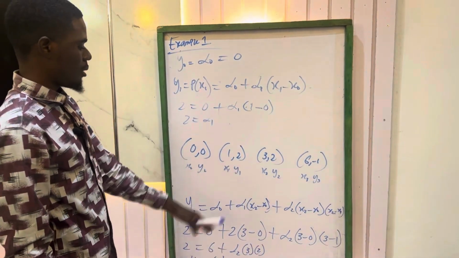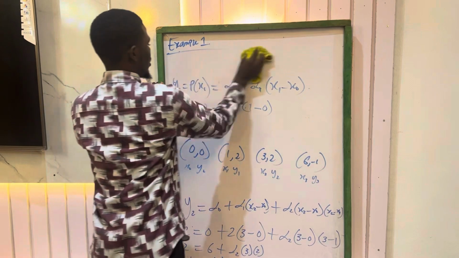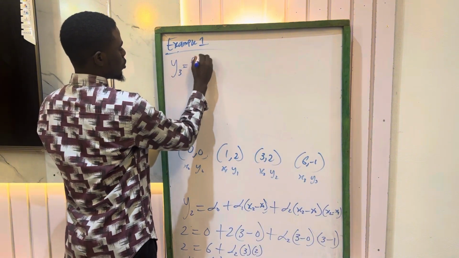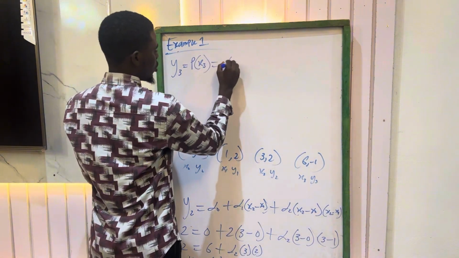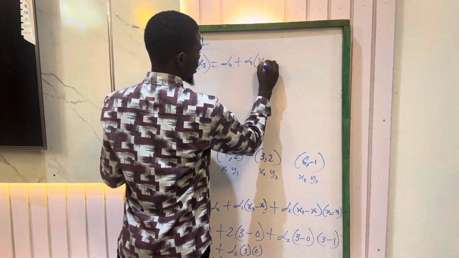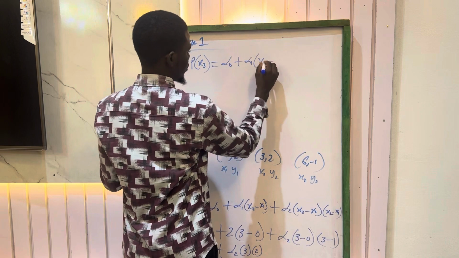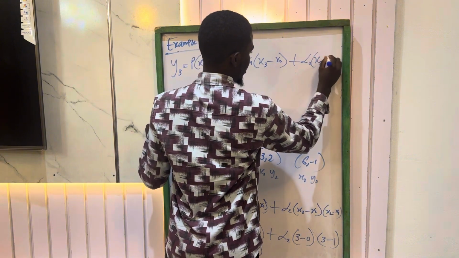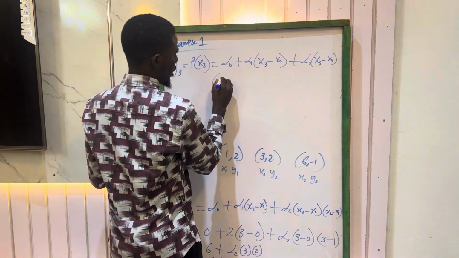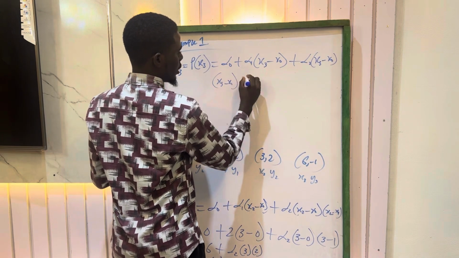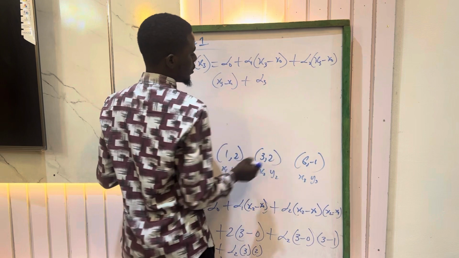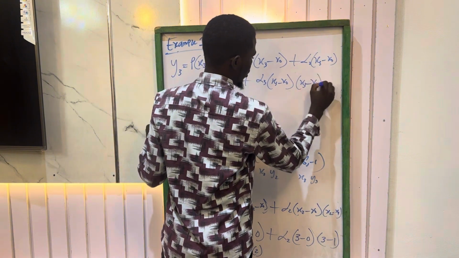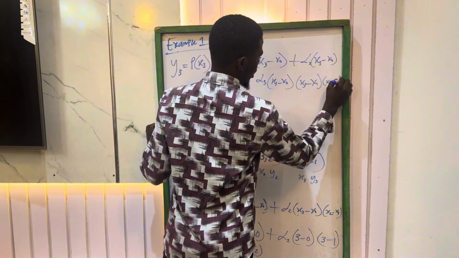Then we're also going to go further to get what our y3 is, because we're given 4 data points. To get our y3, we're going to say that y3, which is also equal to p of x3, is equal to alpha naught plus alpha 1 into bracket x3 minus x naught, then plus alpha 2 into x3 minus x naught, also multiplied by x3 minus x1, then plus alpha 3 into x3 minus x naught, multiplied by x3 minus x1, multiplied by x3 minus x2.